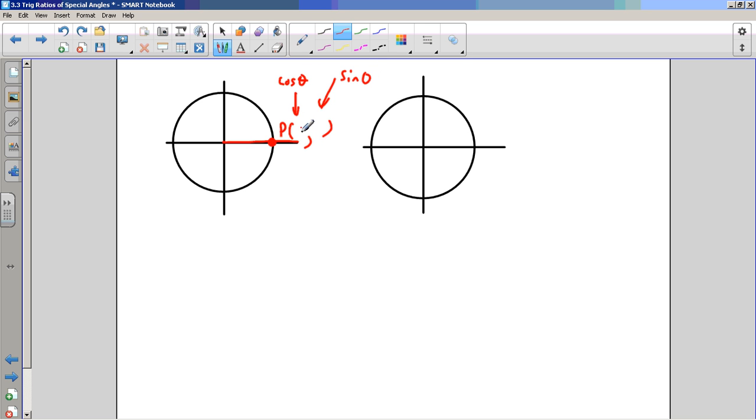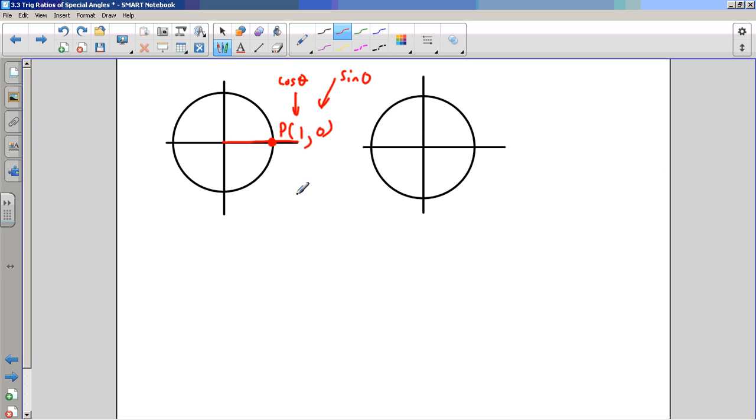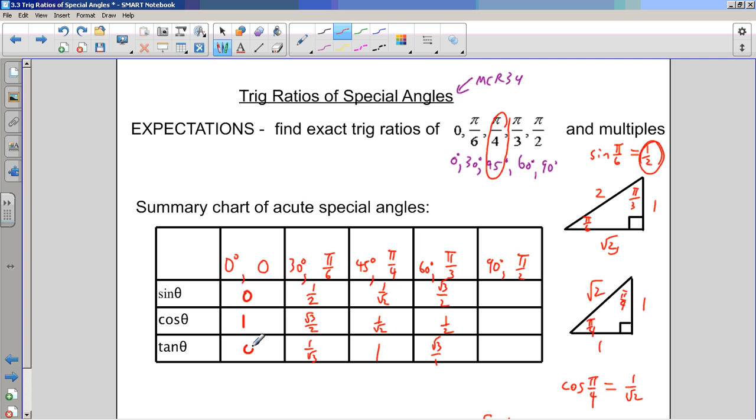Well, what are the coordinates? It's 1 and 0. So the cosine of 0 is 1, and the sine of 0 is 0. Well, what's the tangent? Remember, tan theta is equal to y over x, and in this case, 0 over 1, which is equal to 0. And if you don't trust me, you can use your calculator.